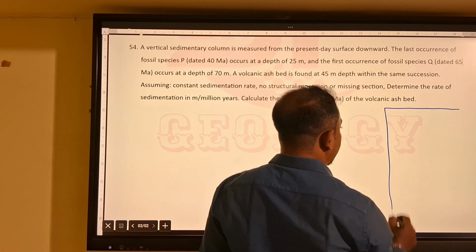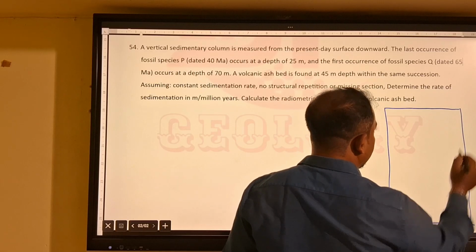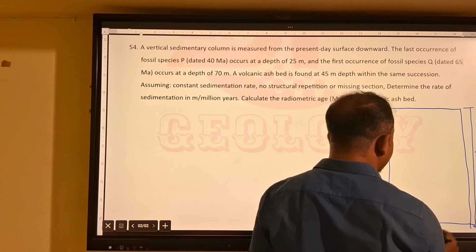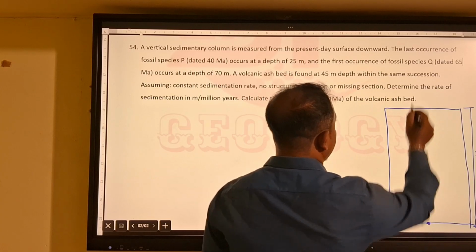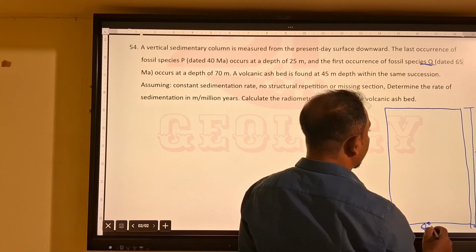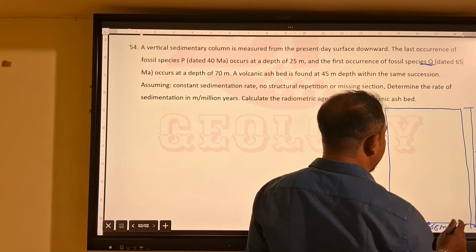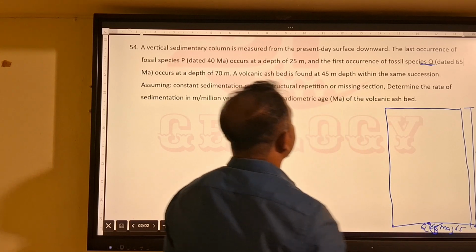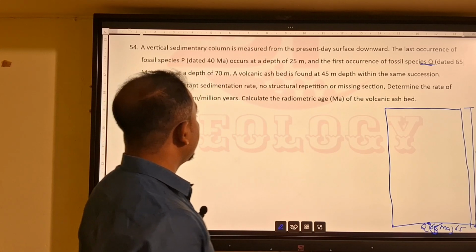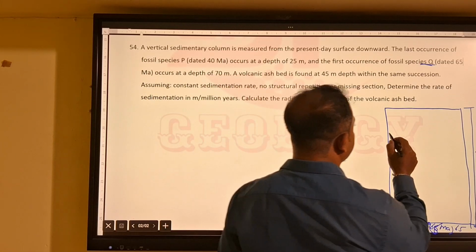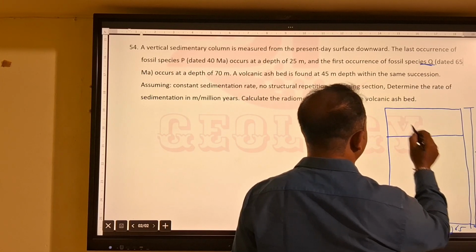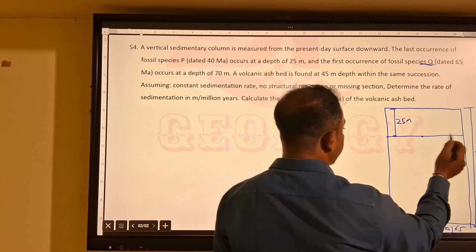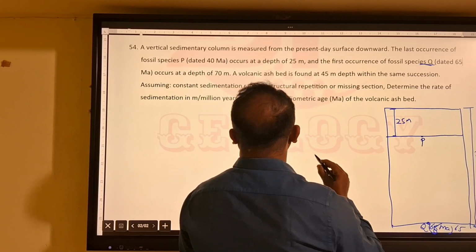Suppose we take this much as 70 meter. Here we have fossil Q, which is 65 million years old. Then fossil species P occurs at a depth of 25 meter. So this much is your 25 meter depth. Here we will find fossil P, which has an age of 40 million years.